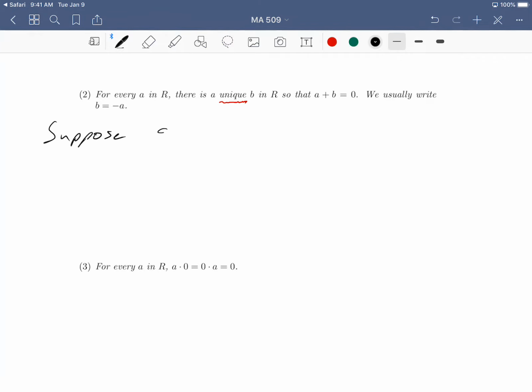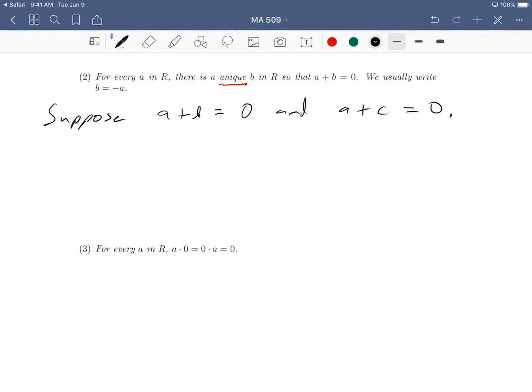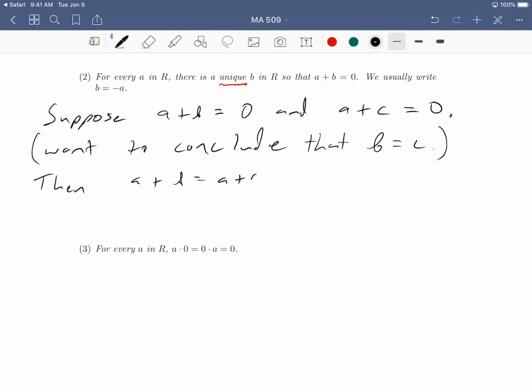To prove that there's really only 1, we're going to do this little trick where we say, suppose a plus b is 0 and a plus c is 0. So both b and c are additive inverses. Then I want to be able to conclude that b is equal to c. I'm going to do that by relying on that property that I just showed. So what I know is if a plus b is 0 and a plus c is 0, then a plus b is a plus c. So by number 1 above, b equals c, and that's it.